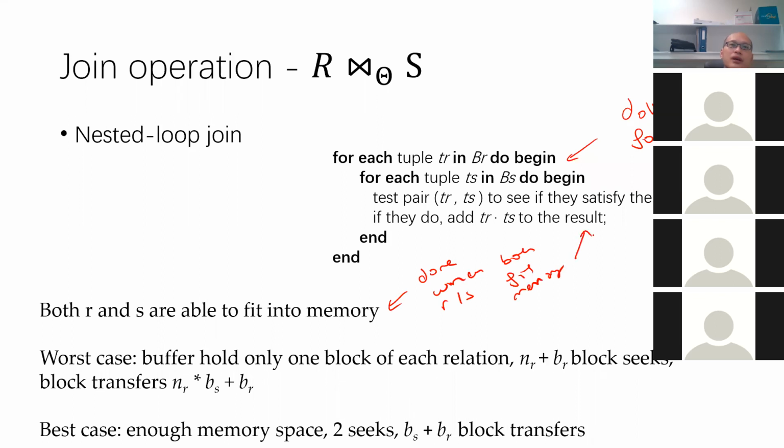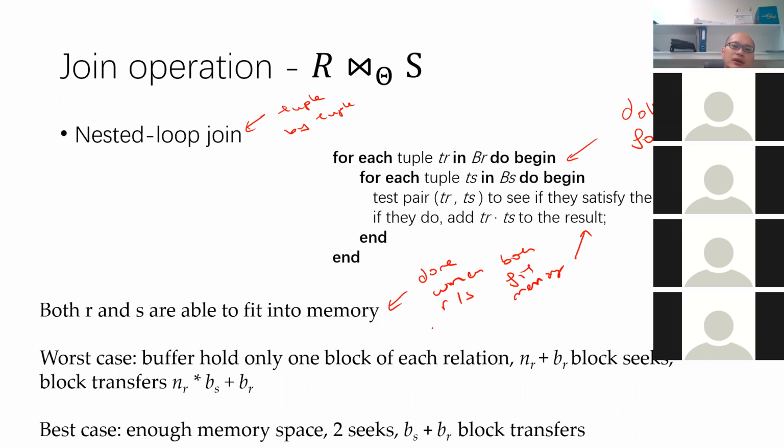Then this nested loop join is done tuple by tuple. Does this make sense? If both of these will not fit into memory, we will talk about one other join that we can do. But this is done when both are able to fit into memory.